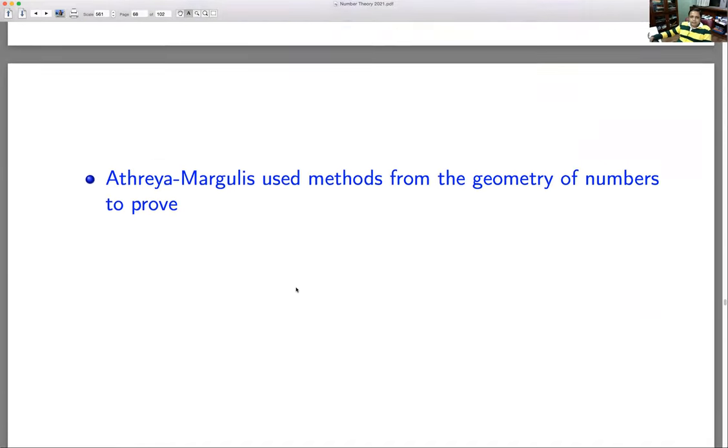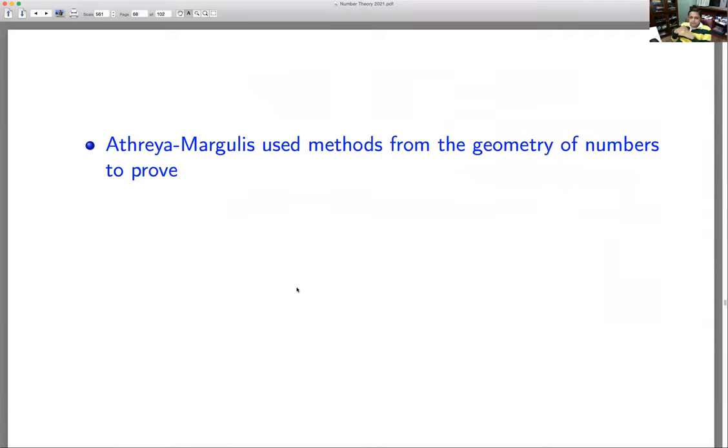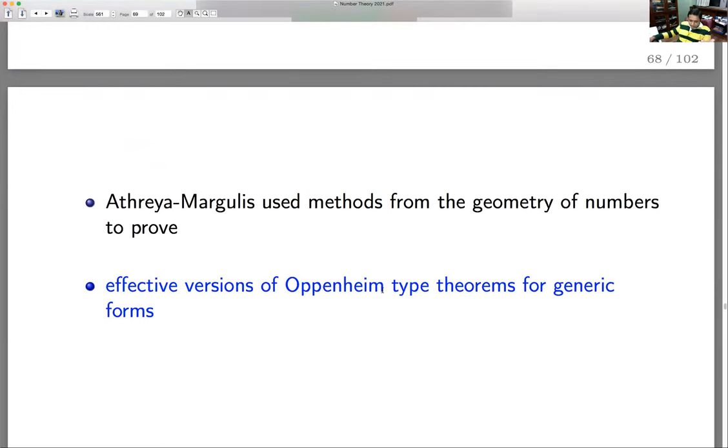All right, so now I want to go back. Myself, Gorodnik and Nevo used ergodic theory. Athreya and Margulis came up with a beautiful idea to attack this kind of problem. And this idea was to use Siegel's moment formula. I'll explain what it is a little bit later if time permits. But essentially, there's a famous formula of Rogers, which computes higher moments in Siegel's mean value formula for Siegel transforms on the space of lattices. And this essentially converts this Oppenheim type conjecture into a lattice point counting problem. And so Athreya and Margulis used methods from the geometry of numbers to prove effective versions of Oppenheim type theorems for generic forms.